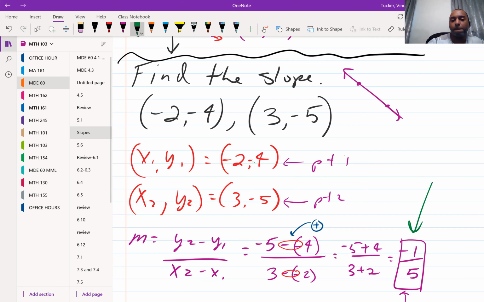So the rise and the run is what we're given. We're not there yet. That has nothing to do with what they ask you right here. All they asked you for was the slope, and that's -1 over 5.